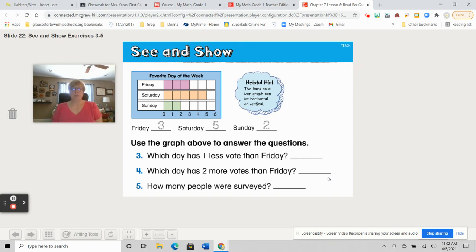Pause and write your answer. Number 4. Which day has 2 more votes than Friday? Pause and write your answer. How many people were surveyed? Pause and write your answer.